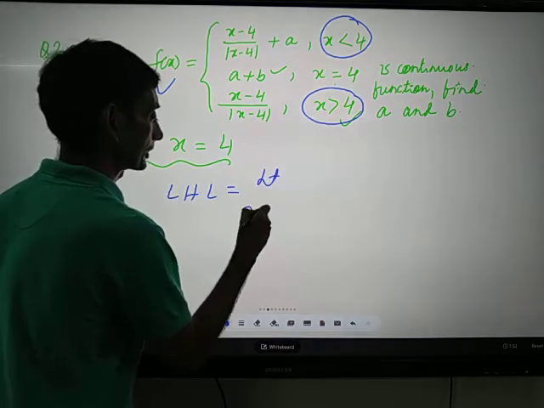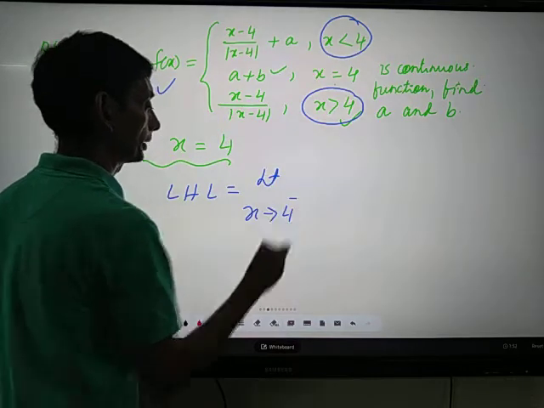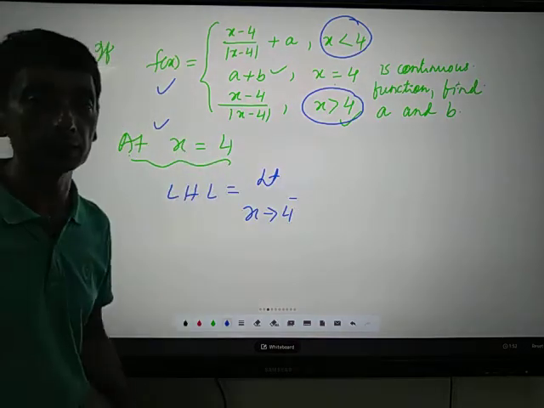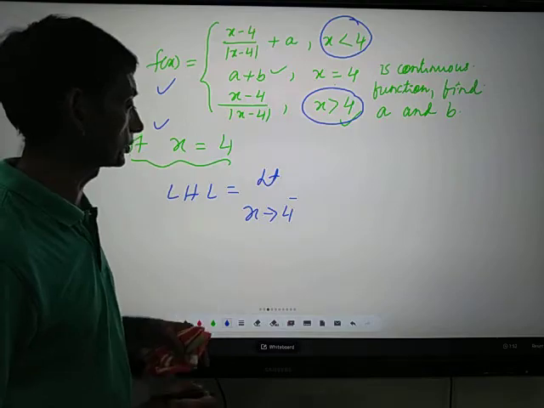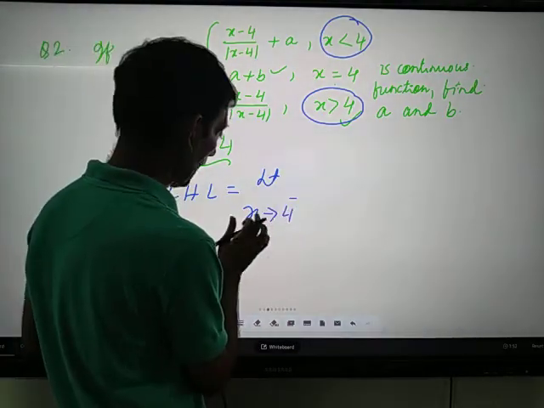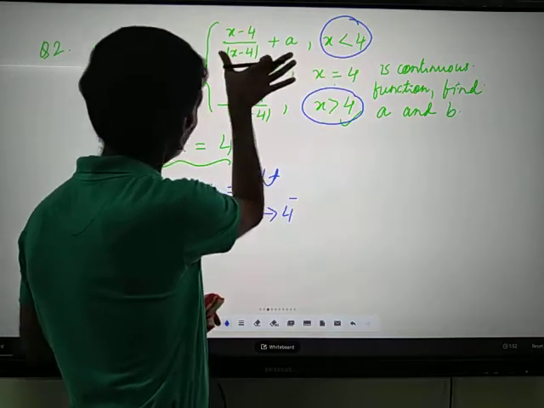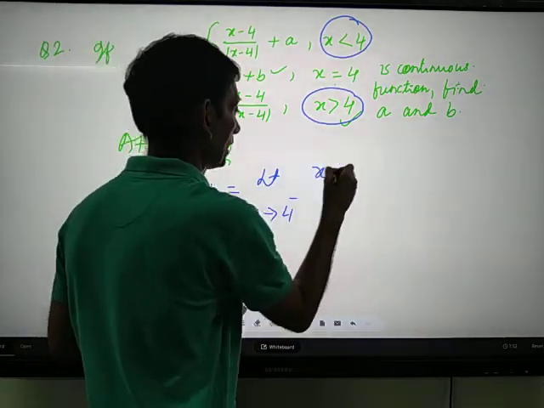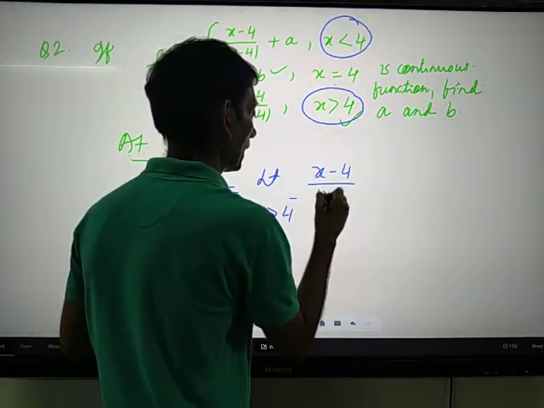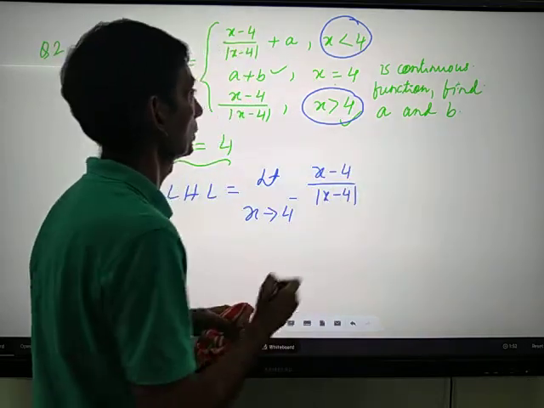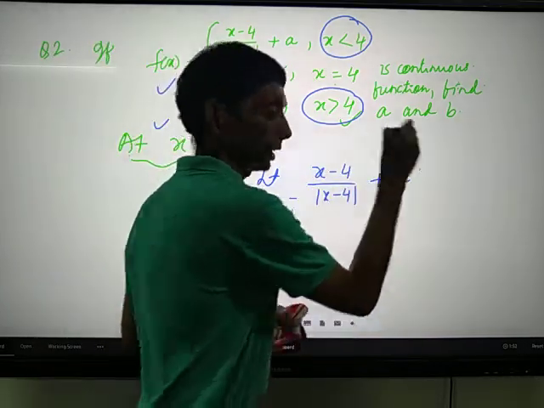Limit x tends to 4 minus, because we are calculating the continuity at 4. So limit x tends to 4 minus f(x). So x approaches 4 minus, so x is less than 4. The function can be replaced by (x minus 4) by mod (x minus 4) plus a, right?